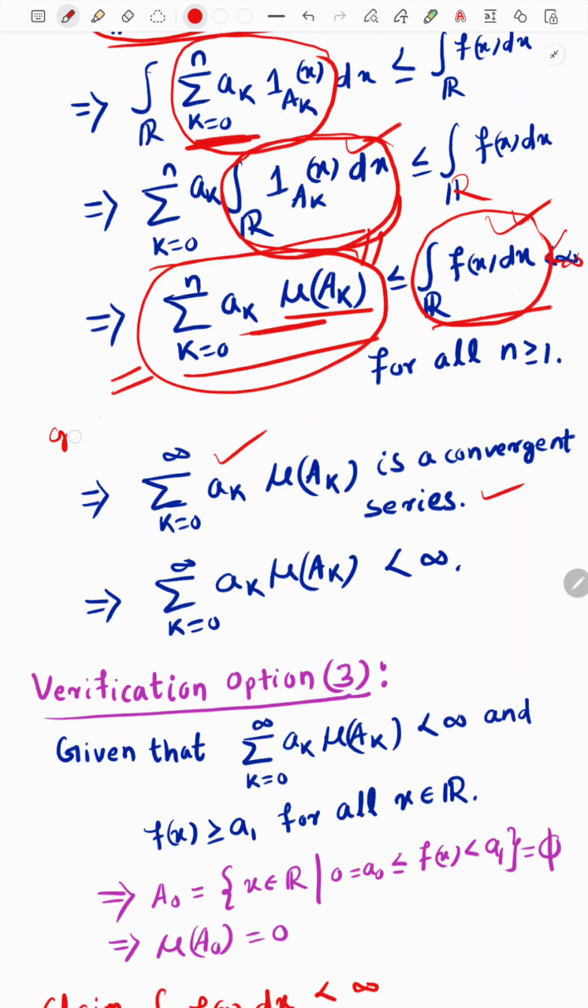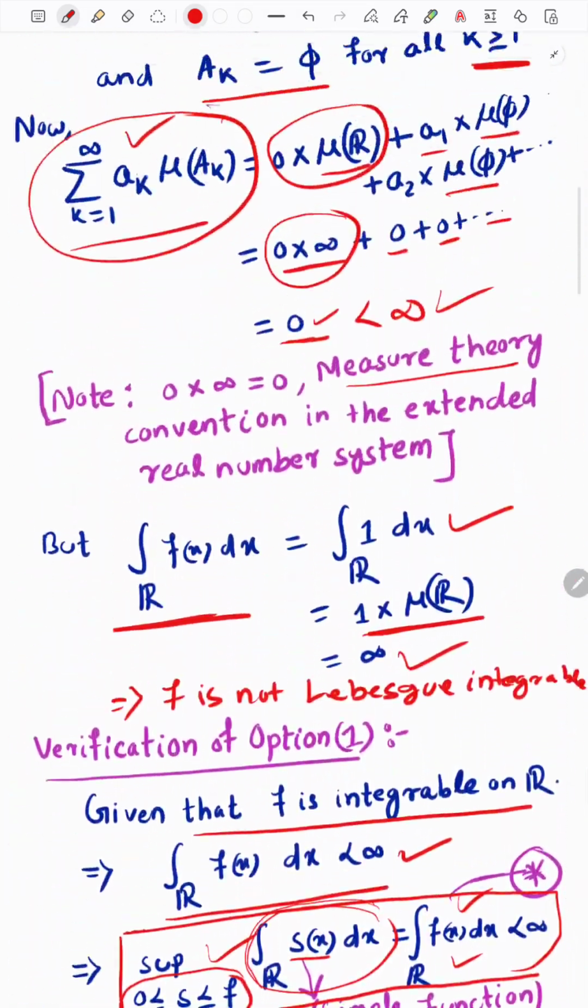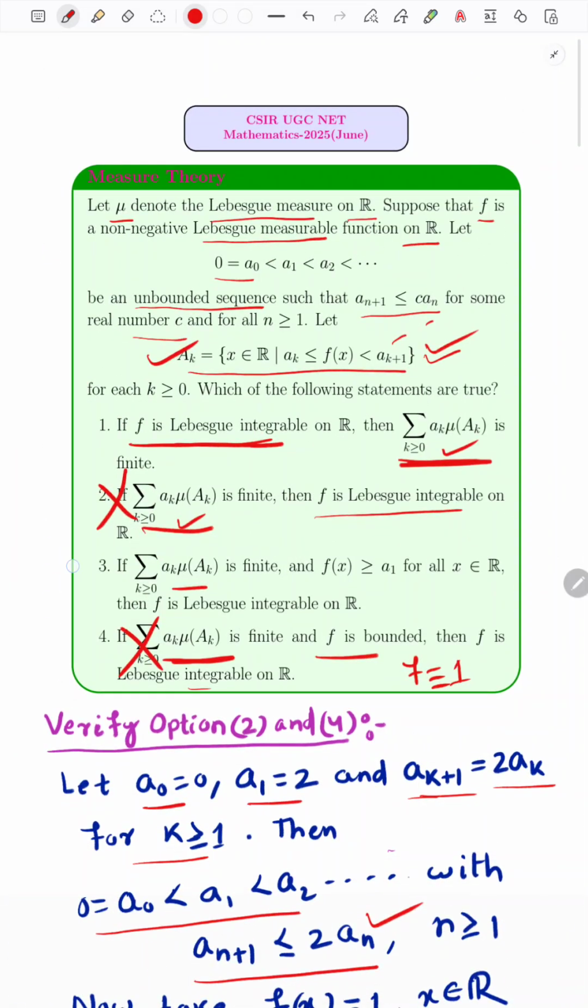Means when n tends to infinity, this g_n value is nothing but this series. So it implies that this series is convergent. Convergent means what? This summation value is finite. Therefore, we established that when f is Lebesgue integrable, this value is a finite quantity. So we verified that option 3 is, not option 3, it is option 1. If f is Lebesgue integrable, we established this thing.